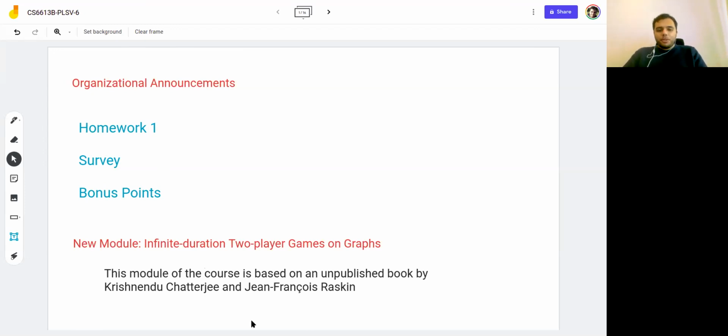Okay, and today I'm going to talk about a completely different view to verification, and this is the framework of two-player games on graphs. Basically, we are now leaving the realm of semantics and no longer talking about what a program means, but mostly talking about how to verify the correctness of a program. This new module is mostly based on an unpublished book by Krishnendu Chatterjee and Jean-François Raskin. So we wouldn't have any additional material for this part, but I try to make the lectures as self-contained as possible.